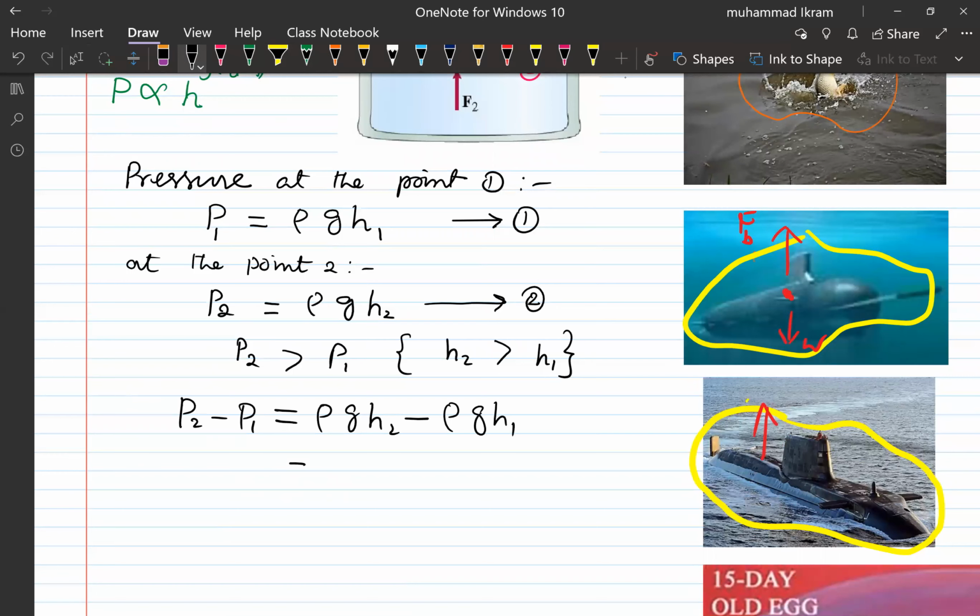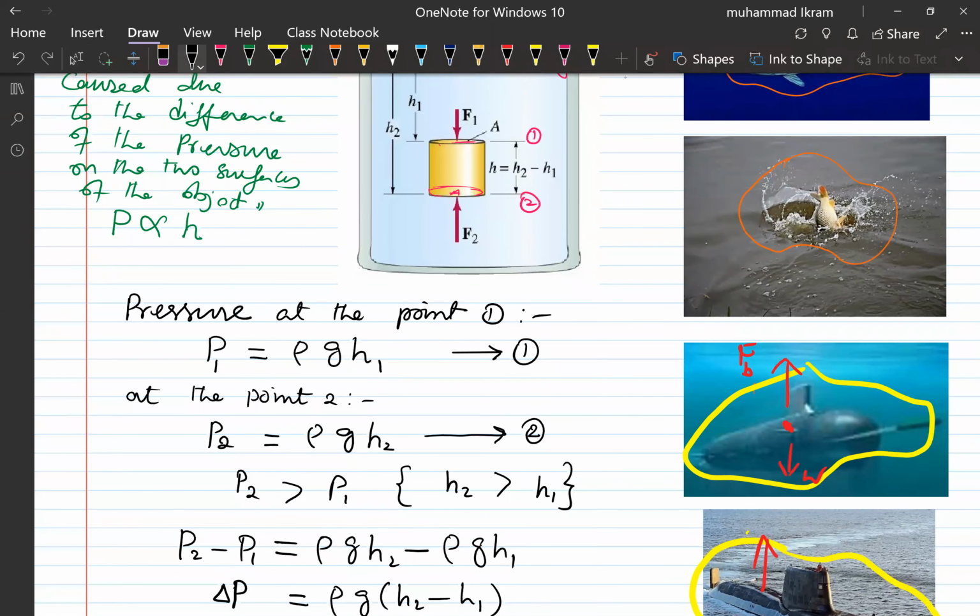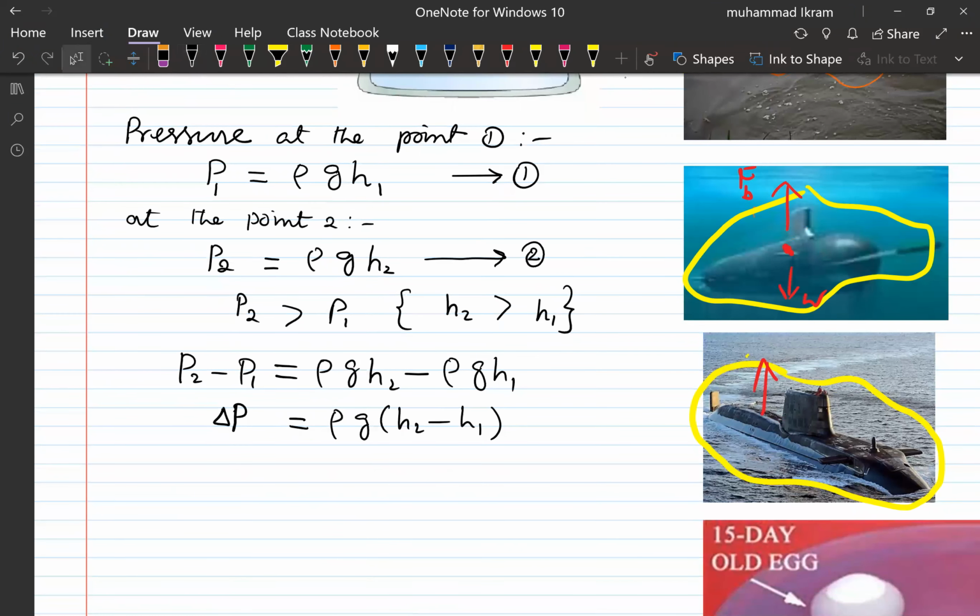And you see the rho G is common. This pressure difference is P2 minus P1. Let us call it delta P, the change in the pressure. So it will be rho G times H2 minus H1. And what is this H2 minus H1? This is the height of that cylindrical object, and that will be rho GH.